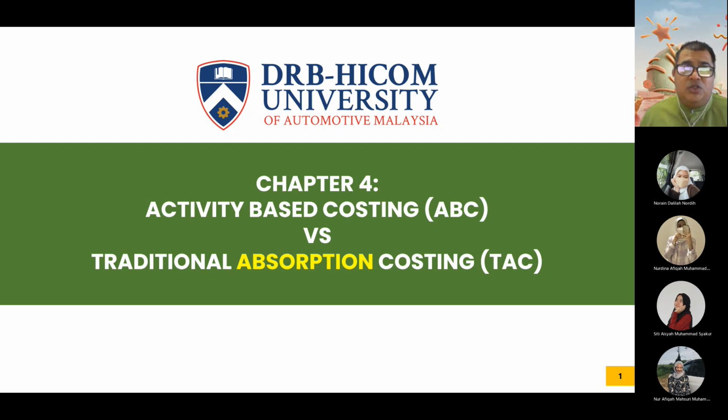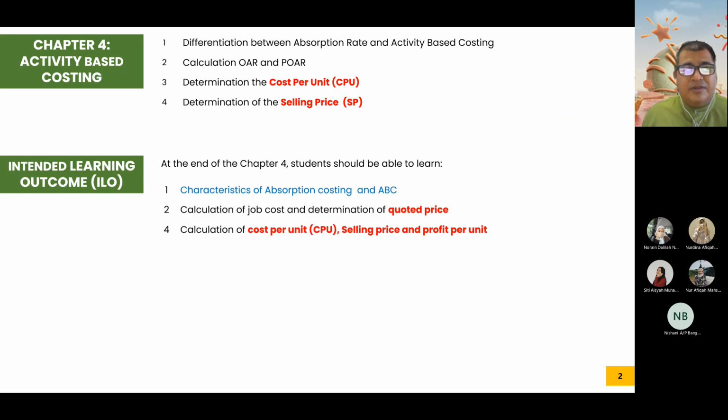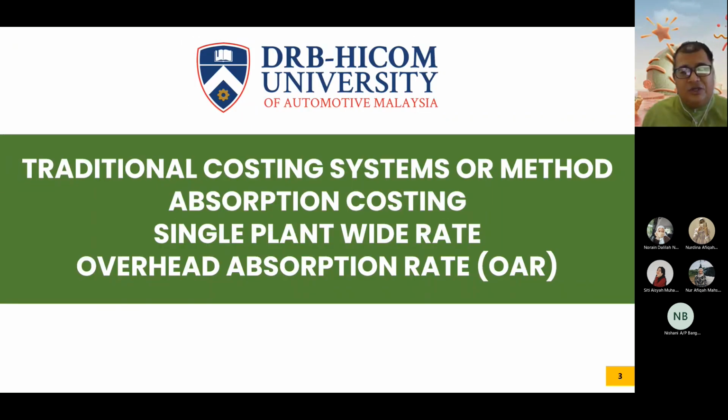Okay, in chapter 2 and 3 you are using traditional absorption costing. This chapter 4 ni dia memang focusing more on activity based costing. First kita go to traditional costing yang kita dah belajar masa kita chapter 2 dan 3. Traditional costing system ataupun traditional costing method ataupun traditional absorption costing. Ataupun before this kita ada guna single plant wide rate ataupun OAR, single OAR, overhead absorption rate.